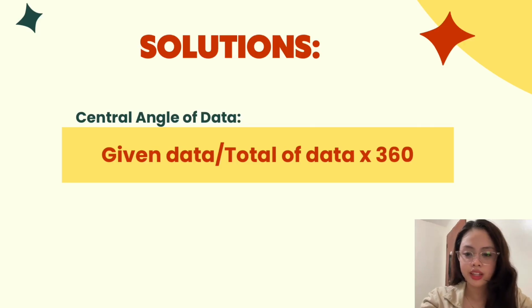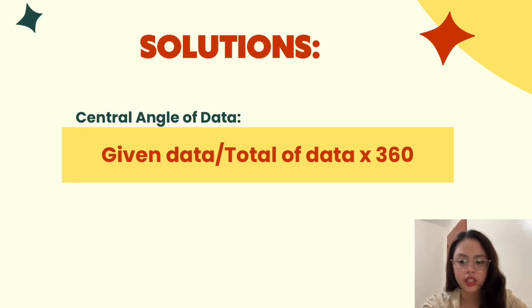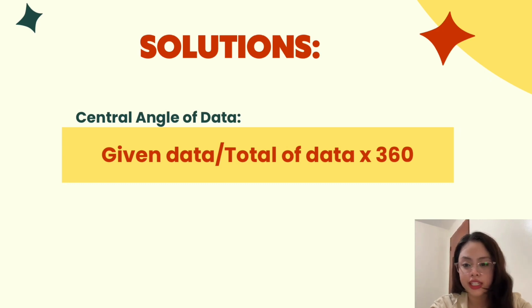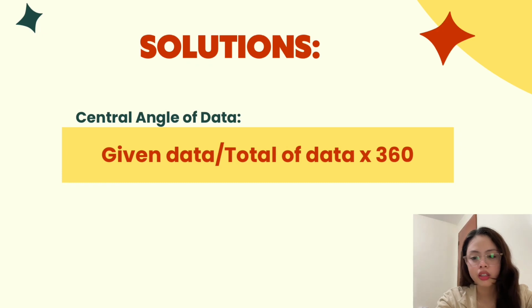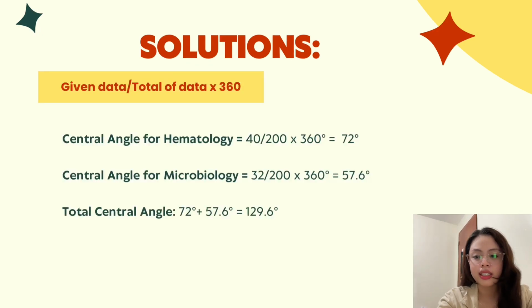So, in order to find out the answer to the last question, we need to utilize the formula of central angle of data, which is given data over total of data times 360 degrees. Let's find out the central angle for hematology first, because the question is asking for the total central angle for hematology and microbiology.